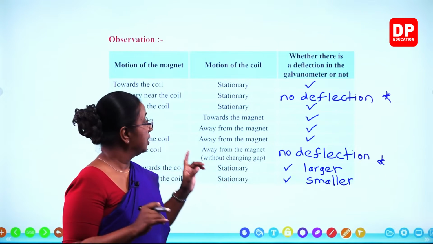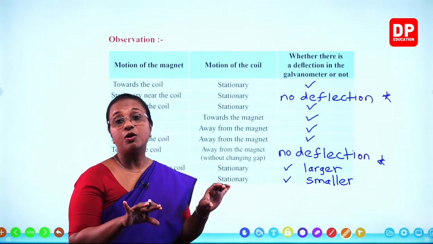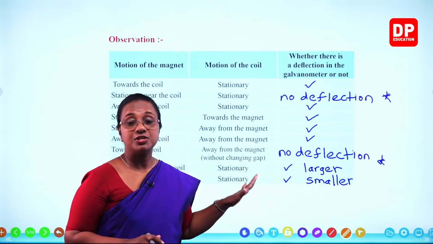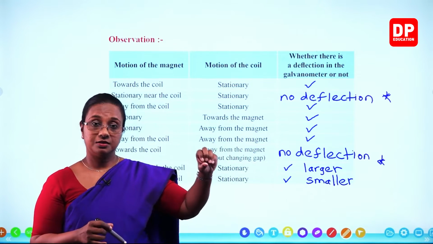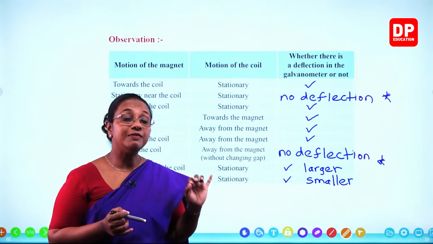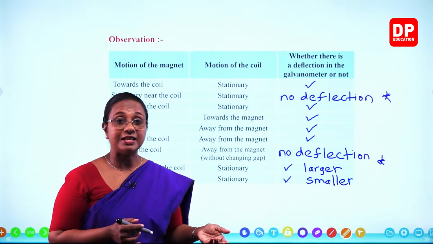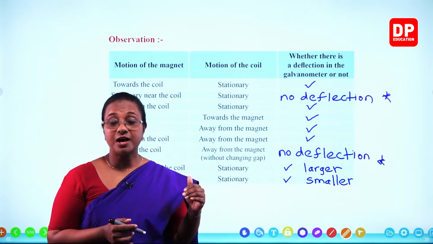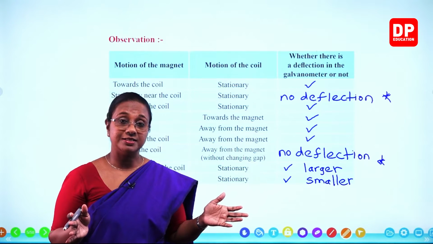Is that clear? So here there was movement, but the gap between the magnet and the coil was the same. In all the other instances, there was movement and there was deflection. Now, when you have the coil and you are moving the magnet, the magnetic field lines are varying. So, when the magnetic field lines vary, there is an electromotive force generated. And that gives rise to a current flow, and that current flow generates a deflection in the galvanometer.